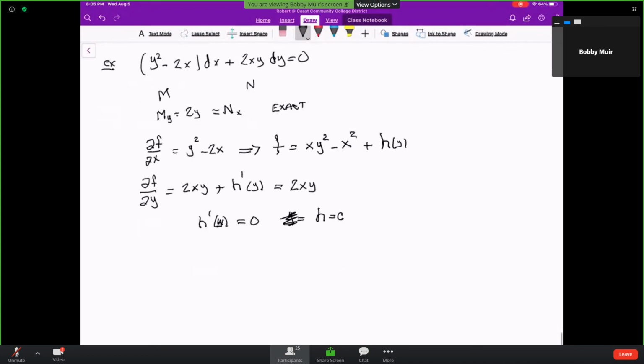So that means that the h is a constant. Okay, so let h of y equal 1. We'll have the arbitrary constant. So xy squared minus x squared equals a constant. Now this one you can solve for y with the plus and the minus. Okay.